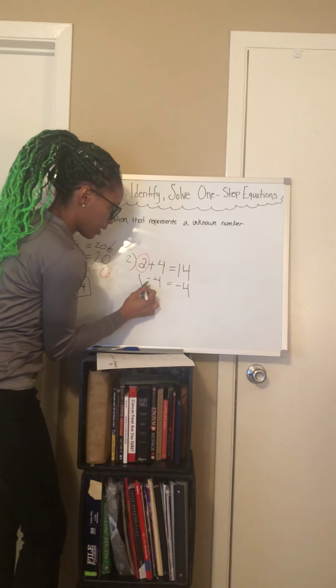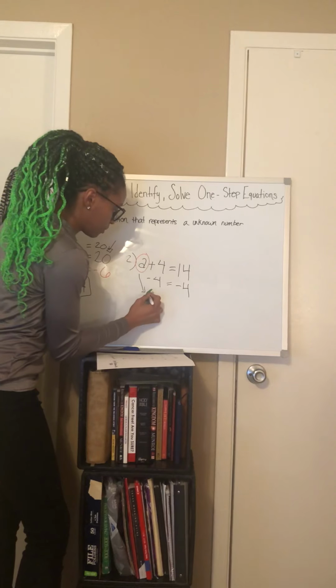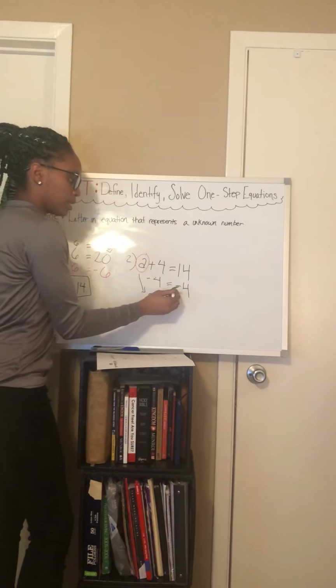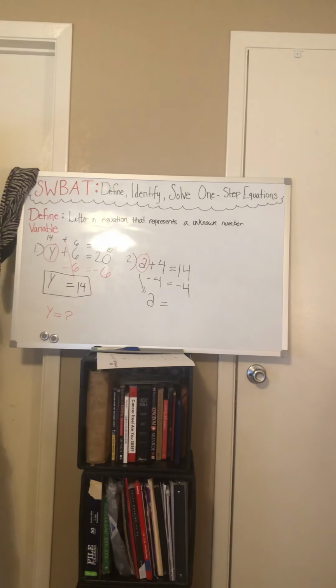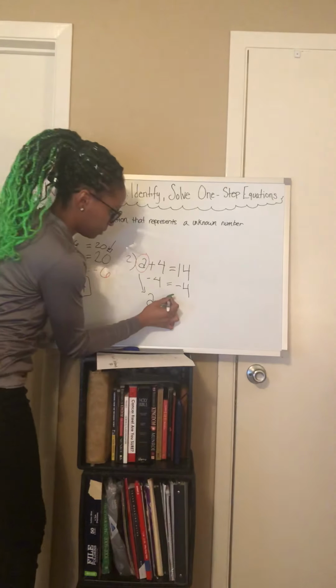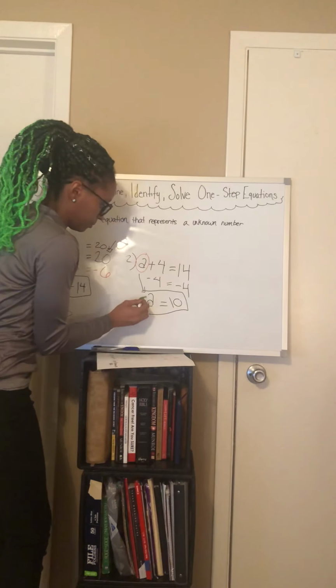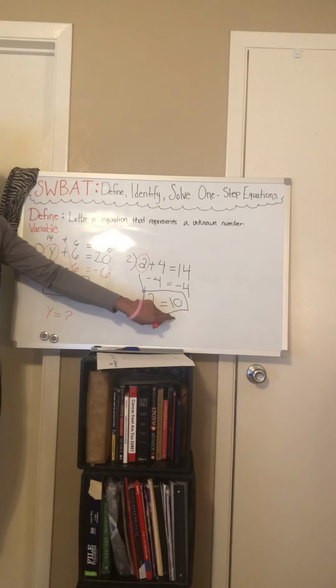We're going to bring down our variable, which is a. And we go ahead and bring this down. And we do 14 minus 4, which gives us 10. Good. Are there any questions on how we got 10?